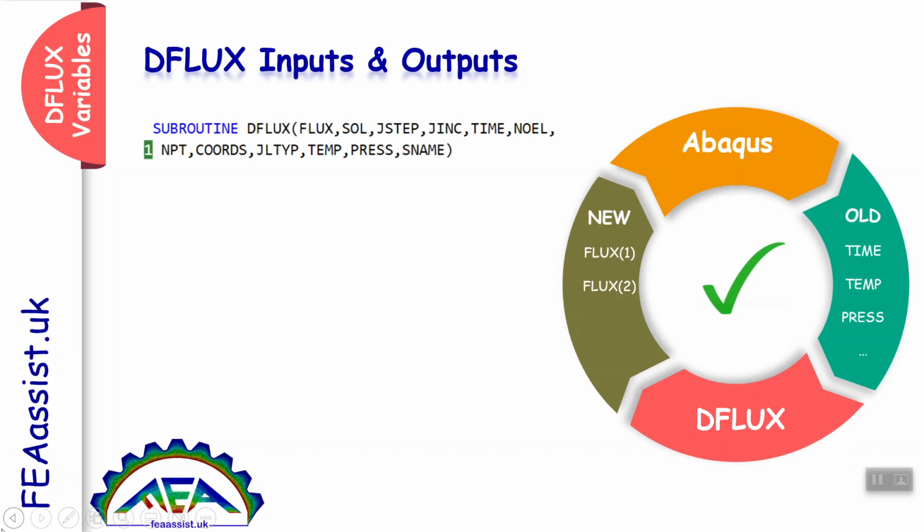We need to well understand this interaction to write good deflux subroutines. For example, what is flux 1? Flux 1 is the derivative of temperature with respect to x, and flux 2 is the derivative of flux with respect to temperature. It is written based on your formulation.